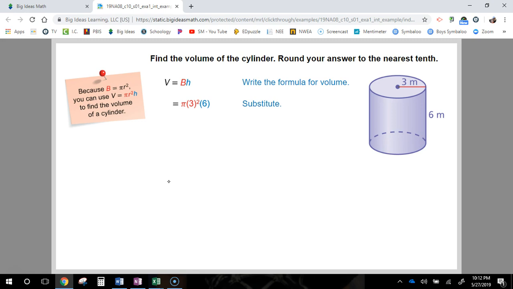So very, very easy equation. Go ahead and have your calculators on. You guys can work on this. 3 squared is 9. 3 times 3 is 9. 9 times 6 is 54. So we get 54 times pi, and remember that little squiggly equal sign means it's approximately 169.6. So we're going to round to the nearest tenth. So our answer is about 169.6 cubic meters.